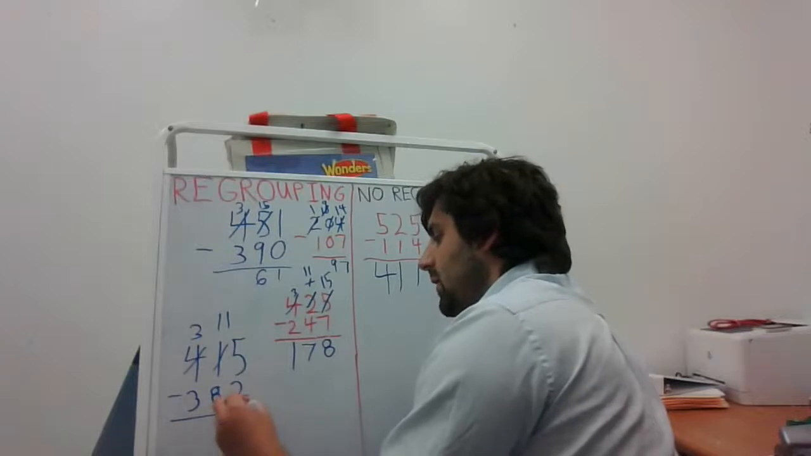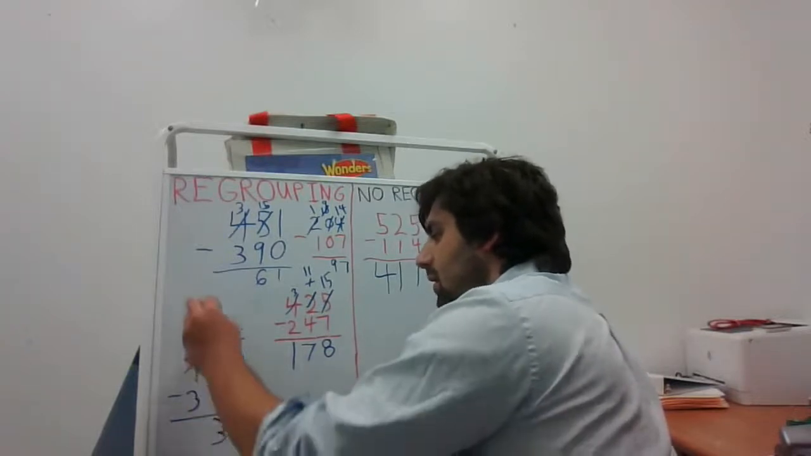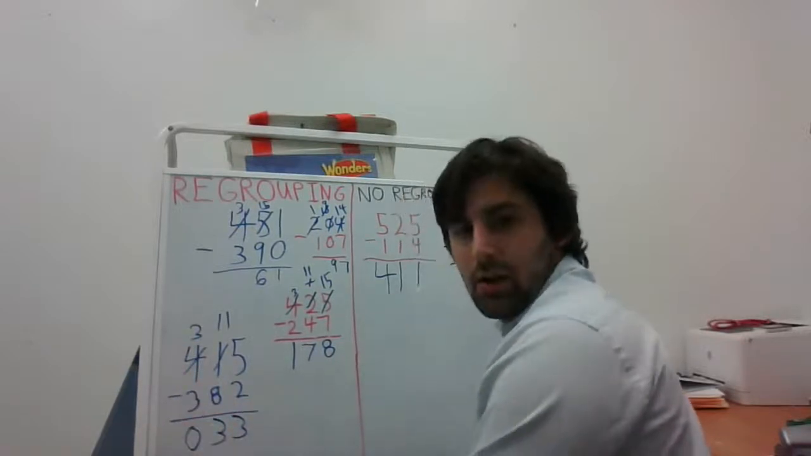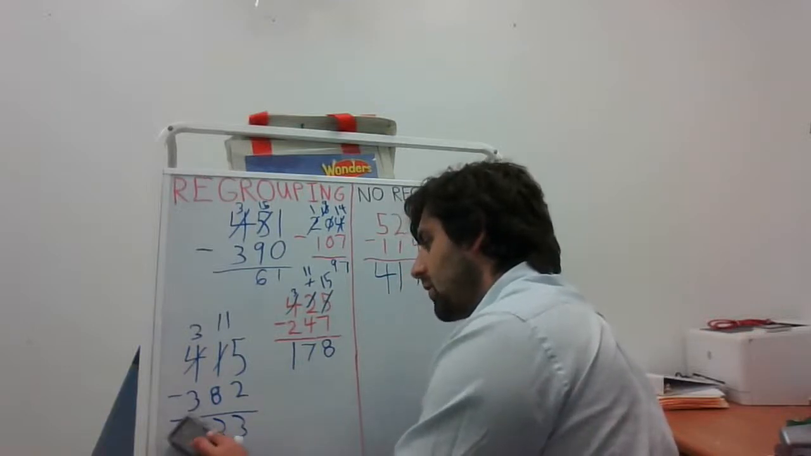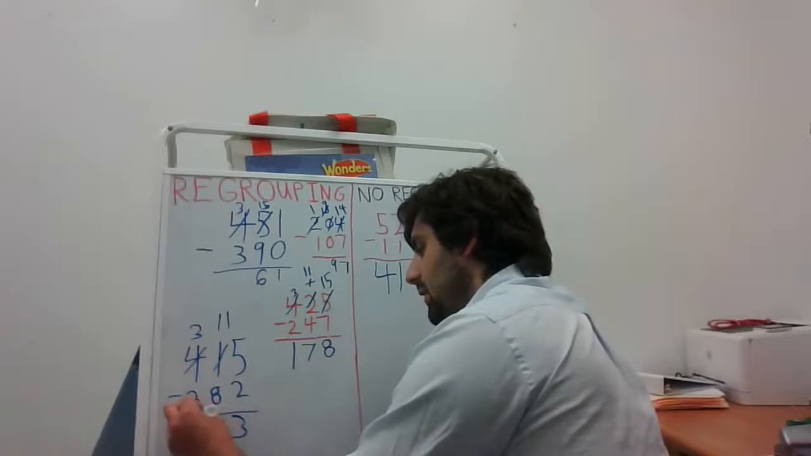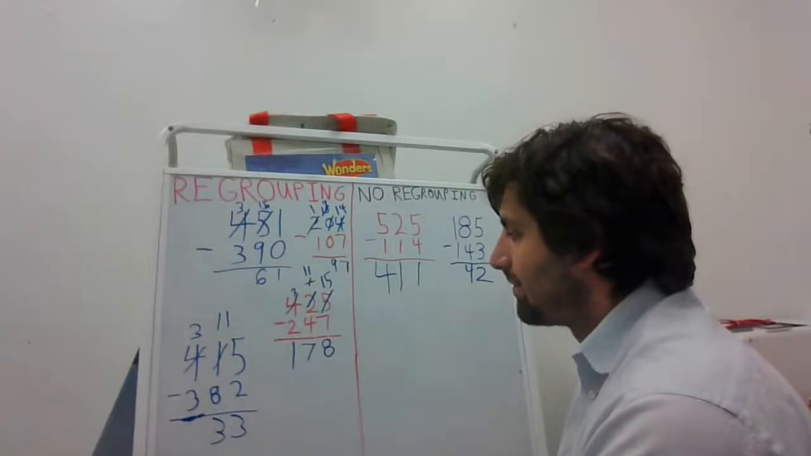So 5 minus 2 equals 3. 11 minus 8 equals 3. 3 minus 3 equals 0. I can put the 0 there, or I could leave it blank. Either one works. Usually, when there's a 0 in the hundreds place of the answer, we just leave it blank. And our answer is 33.